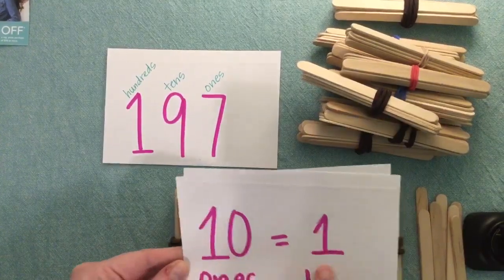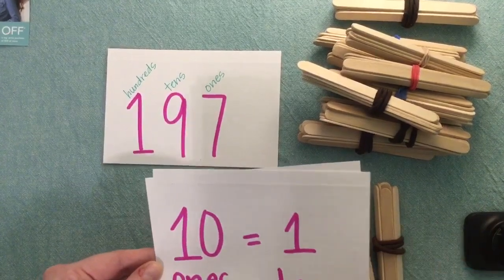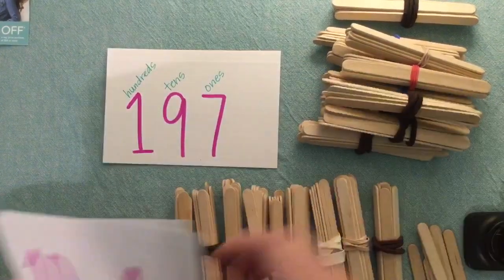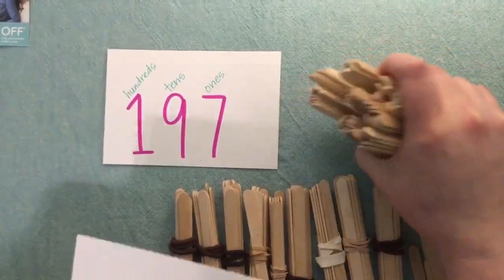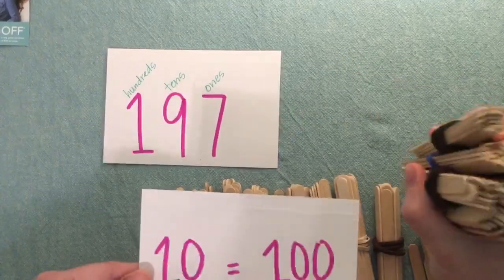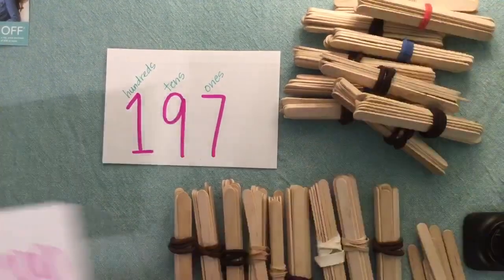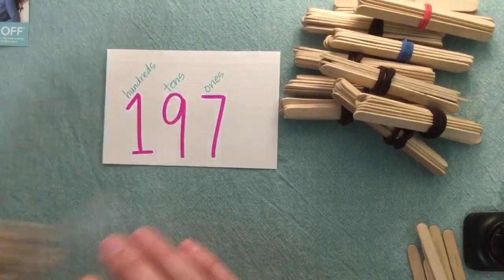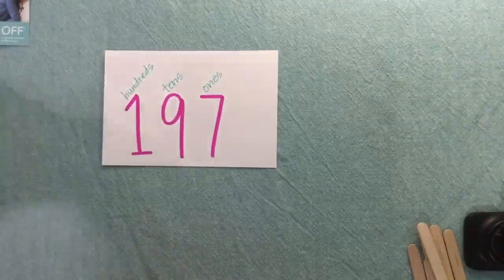10 ones makes one group of 10. 10 groups, 10 singles, 10 ones makes one group of 10. 10 tens, or 10 groups of 10, makes 100. Okay, I'm going to show you guys with base 10 blocks, and then we're going to do a quick mini quiz activity.